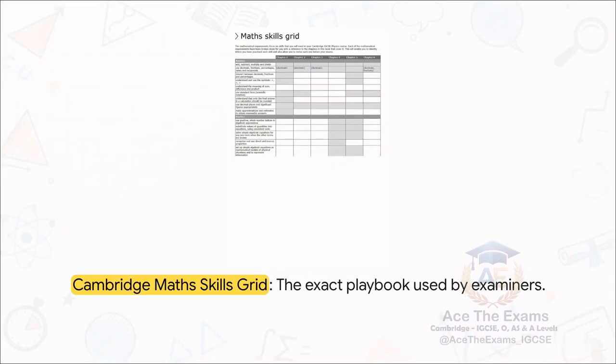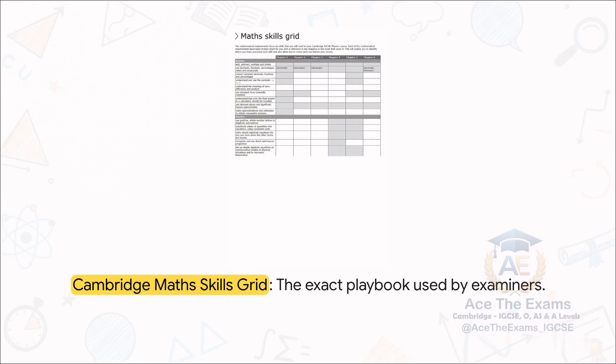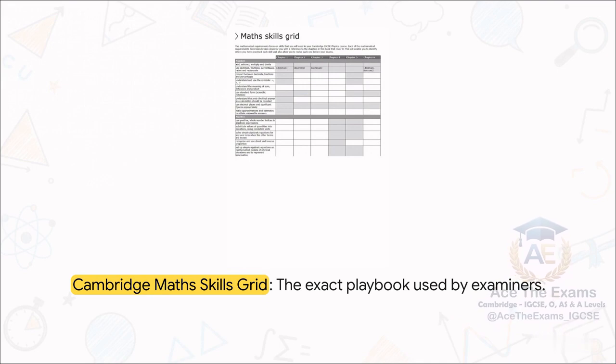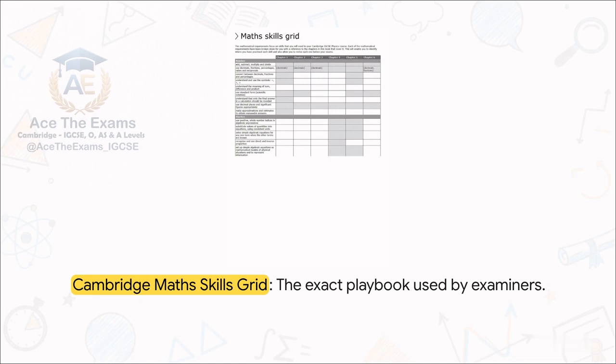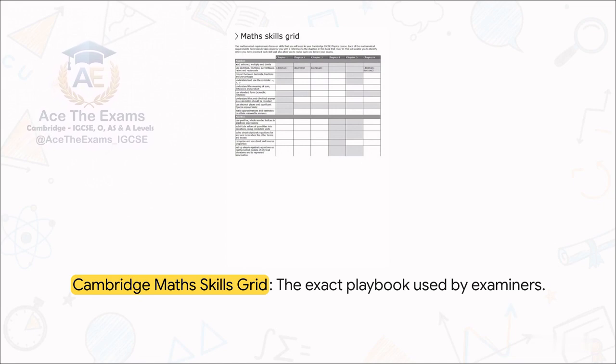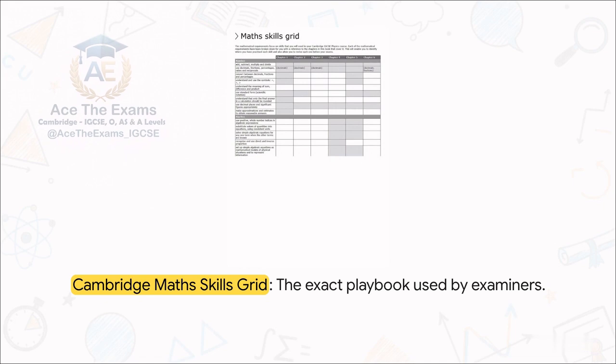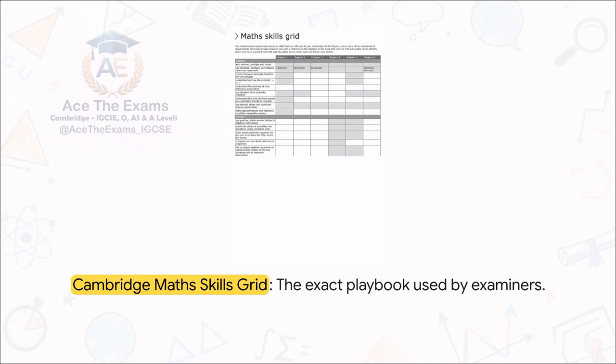The Cambridge Math Skills Grid, the examiner's playbook. Now, what's really crazy is that this grid is the exact matrix code examiners use to set those traps. Directly from the source, this is the examiner's ultimate playbook. It breaks down absolutely every mathematical requirement, from basic number skills like decimals and fractions, all the way up to complex algebra, like setting up equations as mathematical models.